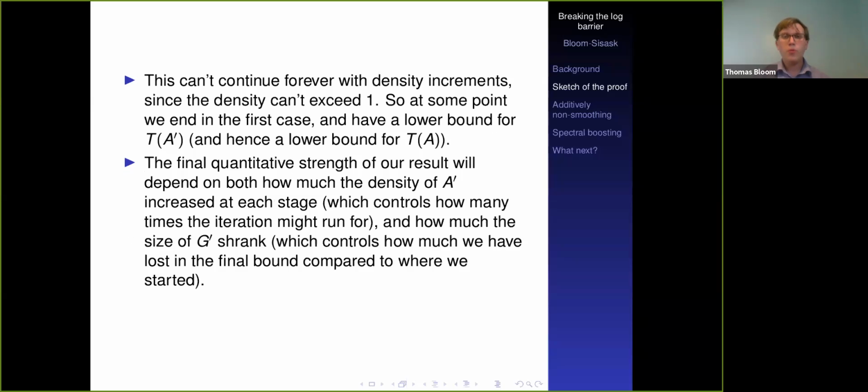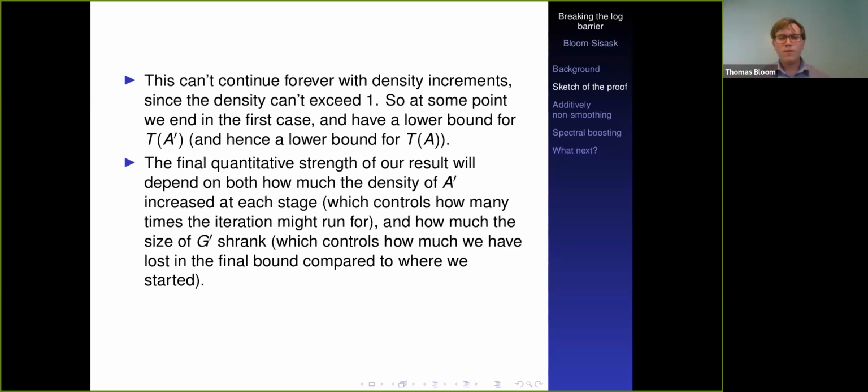Now, the point is that this can't continue forever, right? Because the density can't exceed 1, so I can't keep increasing the density, I can't keep being in step 2. So at some point we have to end in step 1, and there we have a lower bound for some T of A primed, where A primed is some subset of A, and in particular, trivially, that gives us a lower bound for T of A itself, right?